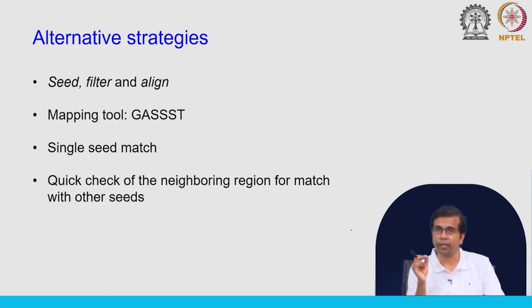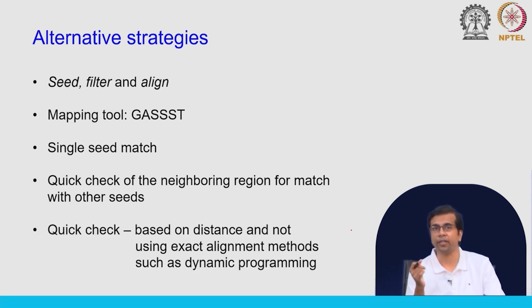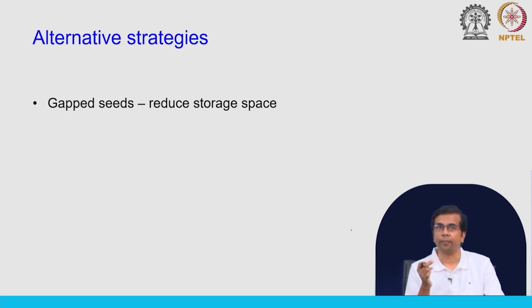How does it actually quickly check? Do you think it is just an align or extend method? It is not actually; it is a very fast algorithm based on distance. It just counts the number of bases in the seed versus the neighborhood and sees which is likely to be a match and which is not. If it is a match, you are likely to have a similar number of bases in the neighborhood of that seed. So, it is not using an exact alignment method such as dynamic programming, which is time consuming, but a very fast distance based method. So, it works pretty well.